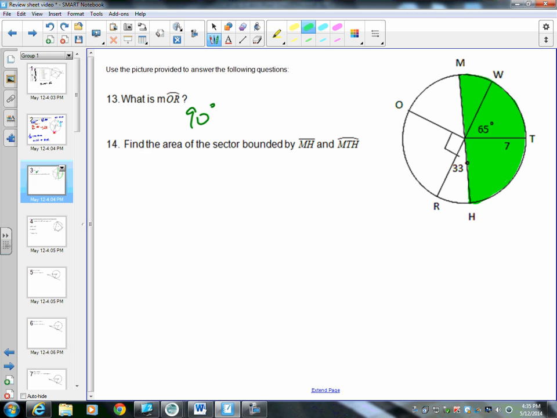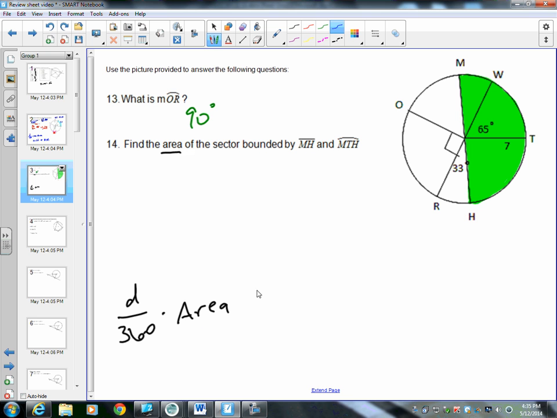Remember, a sector is kind of like a piece of pizza, where it's just part of the circle. So we want to find the area of this green piece. In order to do that, we know there's an equation for the area of a sector. It's degree measure divided by 360, kind of like the length of what we just did, but instead we're going to multiply by the area. So degree measure divided by 360 times the area. This is how you find the area of a sector.